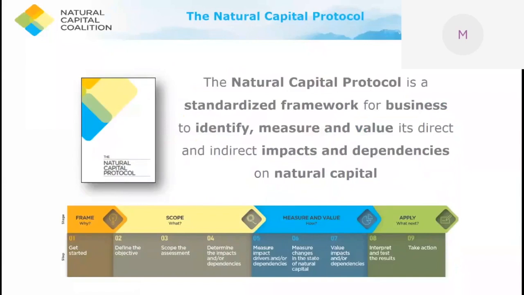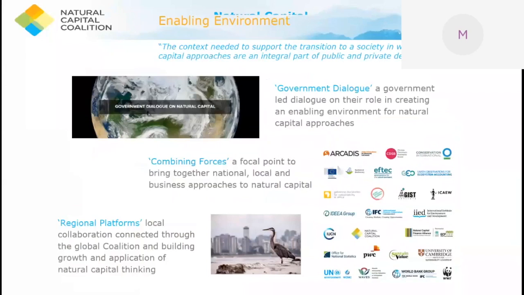If we move to the next slide, you can see that the Natural Capital Protocol was intended to inform business decision making, but we realized that it was also really important to create an enabling environment to apply natural capital thinking. Talking with our community, we realized that governments were really interested in exploring their role in creating this enabling environment. That's why we launched the government dialogue at the end of 2017, and I will go deeper later into the results of this government dialogue.